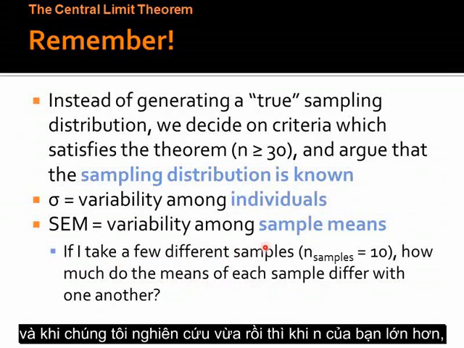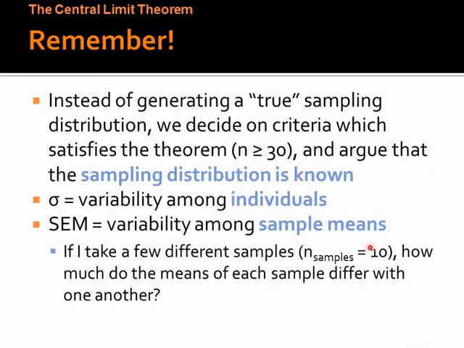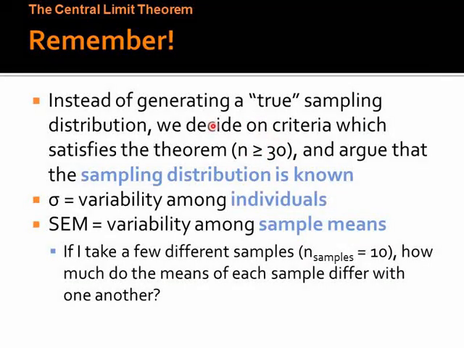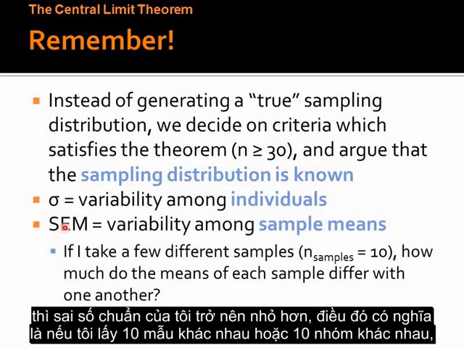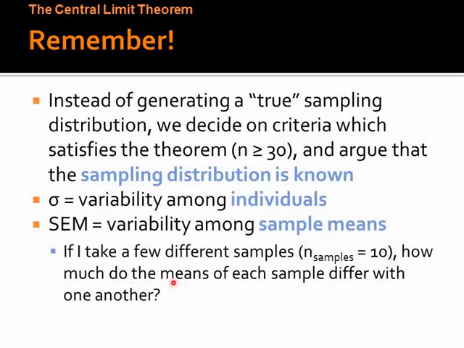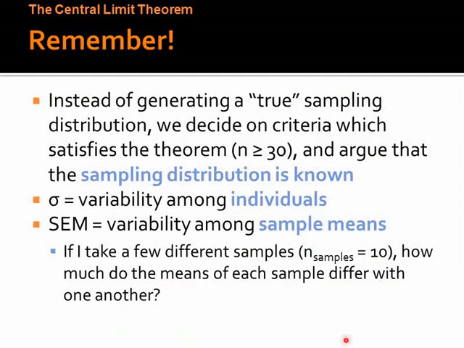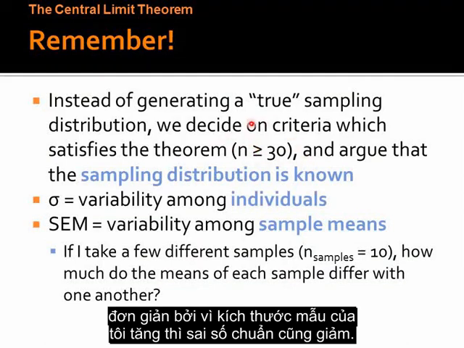And as we learned just now, as the sample size becomes bigger, my standard error becomes smaller, which means that if I take 10 different samples or 10 different groups, the sample means will vary from each other by quite a small amount, right? Simply because my sample size goes up, standard error goes down.